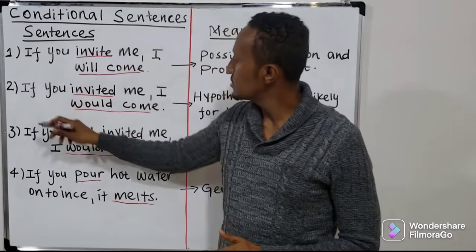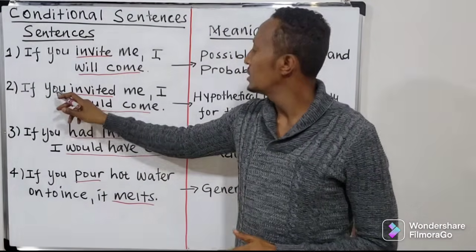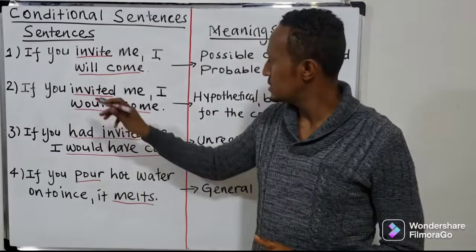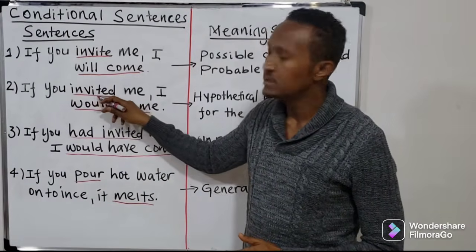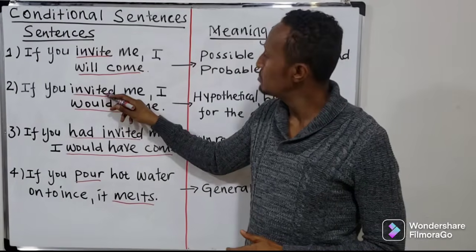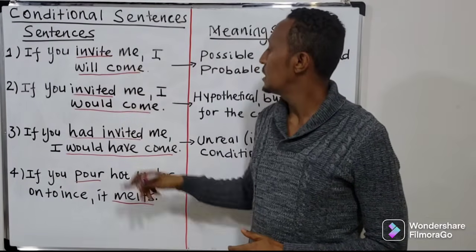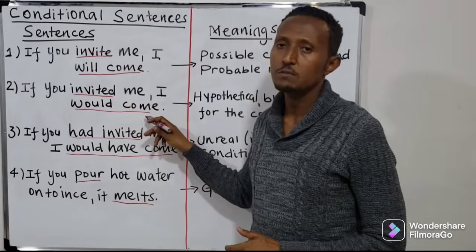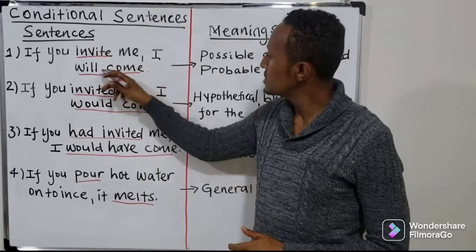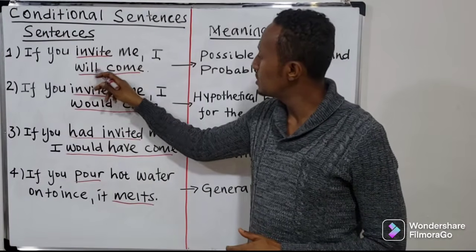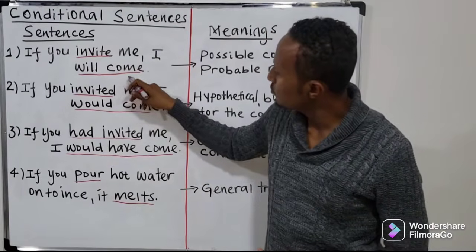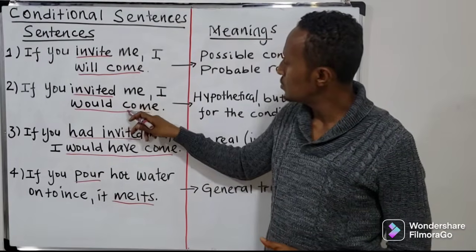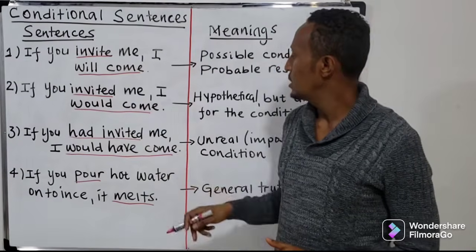In the second sentence, we still have the same clauses, that's the if clause and the main clause. In the if clause, we have invited, which we named invite in the first case, and we have would plus verb 1. In the first case, we make it will plus verb 1. Look at the differences. Here is a verb 2 form, whereas here is would plus verb 1.